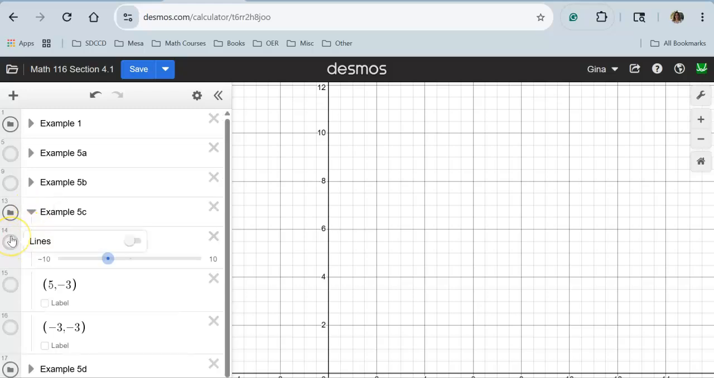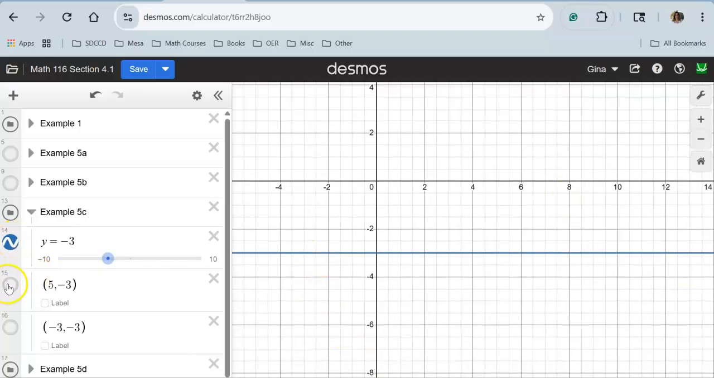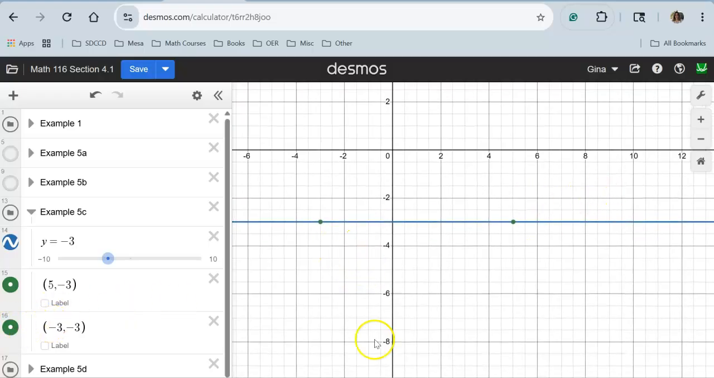We think the line here is y equals -3, which is down here, and the points we were given were 5, -3, and -3, -3. So that makes sense based on the picture here.